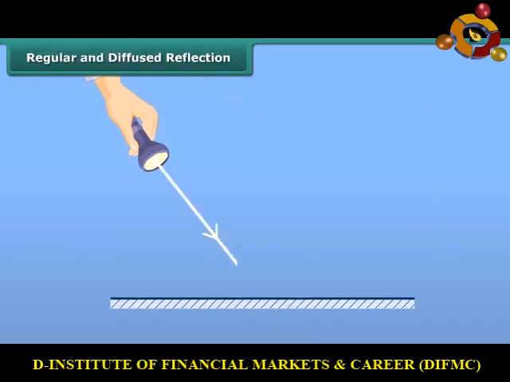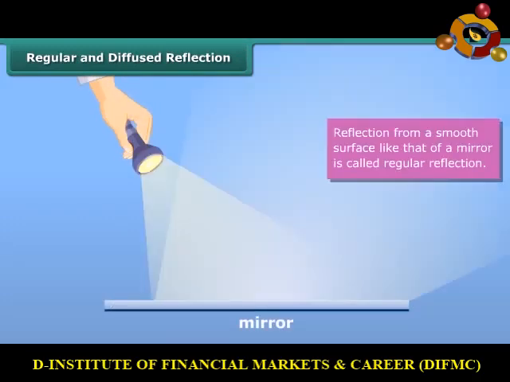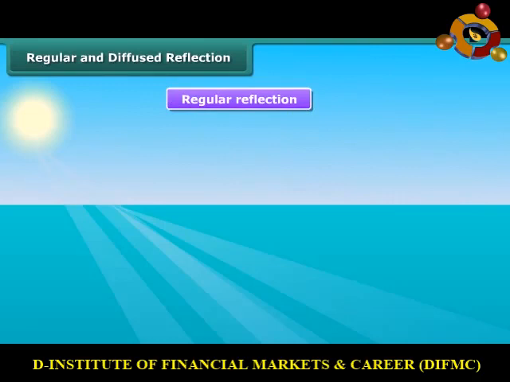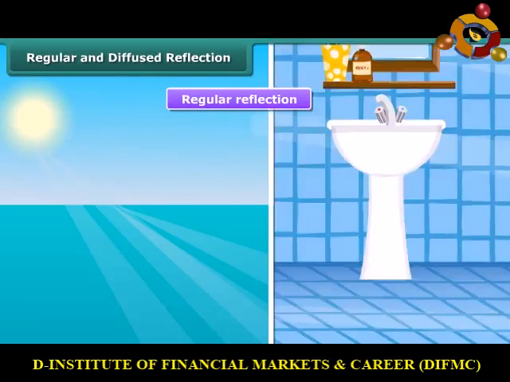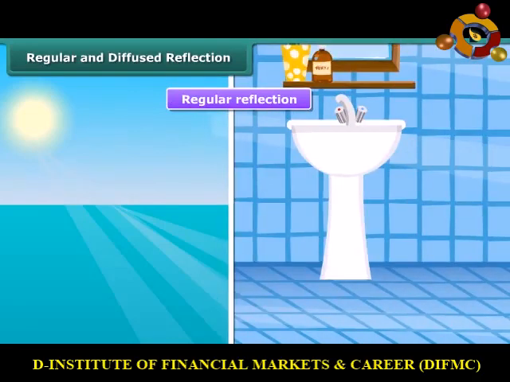We now know that light falling on an object is reflected. Reflection from a smooth surface like that of a mirror is called regular reflection. Reflection of light from the water surface and highly polished floors are also examples of regular reflections. Images are formed by the regular reflection of light.